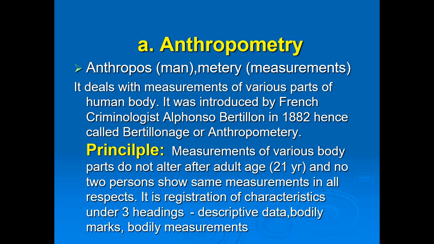This can be an MCQ question: the name of the founder, inventor or scientist who organized this study, Bertillon, and maybe the year also may be asked. Now the principle on which anthropometry works: measurements of various body parts don't change after adult age. They keep on changing before that, as you know.